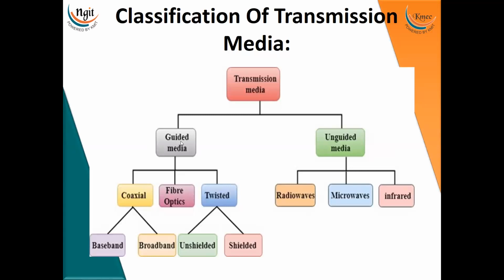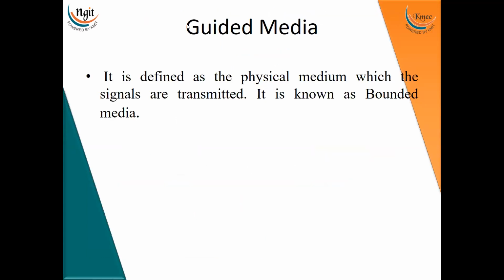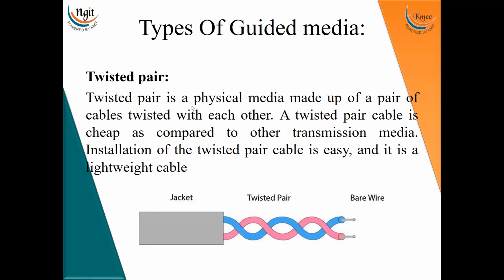Okay. Now we'll learn about the different types of guided media. Now we'll see what guided media is. Here, it is defined as a physical medium through which signals are transmitted. And it is also known as bounded medium. Here we have three different types of guided medium: twisted pair, coaxial cable, and fiber optic.